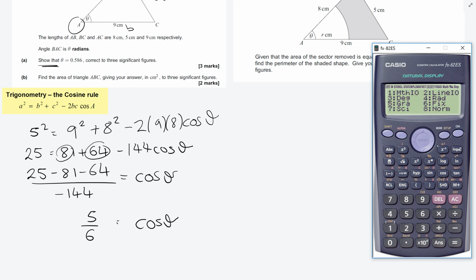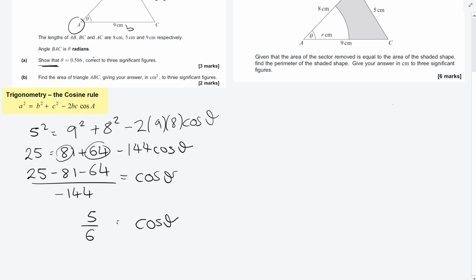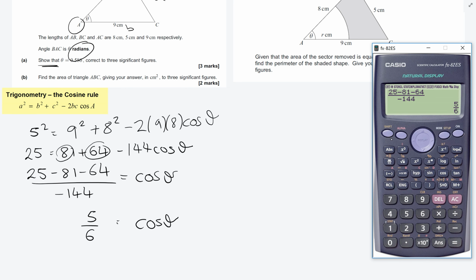Now, before I carry on, I'm pretty aware that my calculator is unlikely to be in radians. So let's just make sure that it is. Change your calculator into radians there, because everything's in radians because the question says it's in radians. So I'm now going to do inverse cosine of that 5/6. So inverse cos of my answer, and I get this long number here.